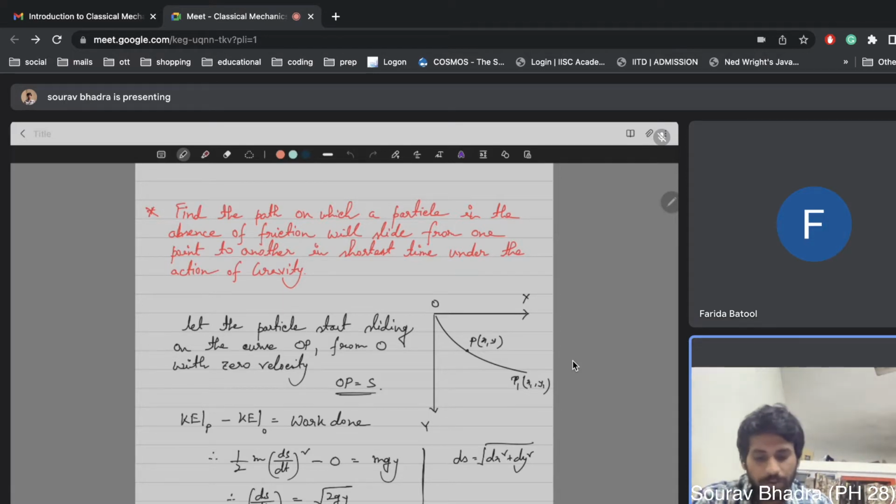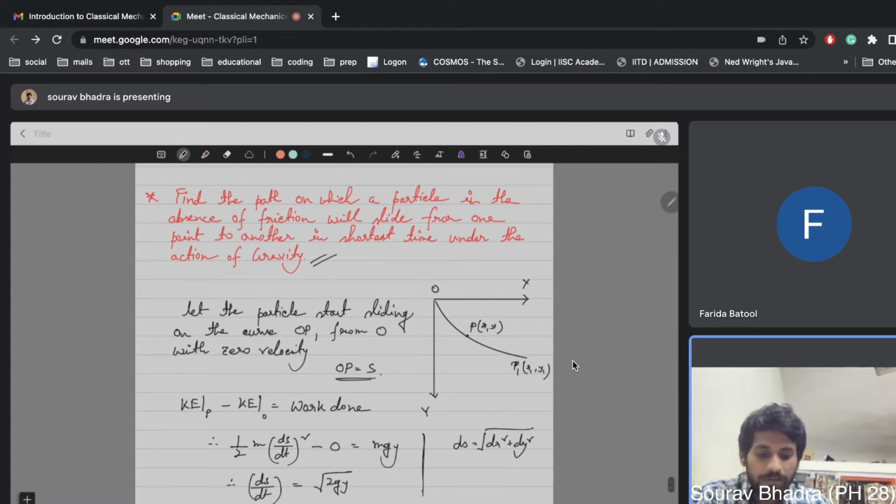It is a very practical problem: we will determine the path on which a particle, in the absence of friction, slides from up to downward with gravity acting on the system. In the presence of gravity, we will try to find the path for which the time will be shortest. This is the statement of the problem.